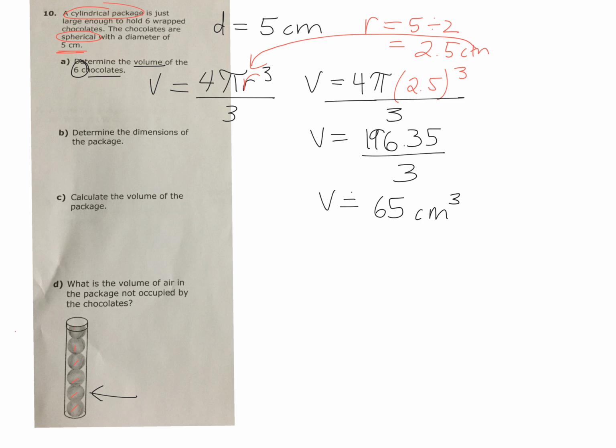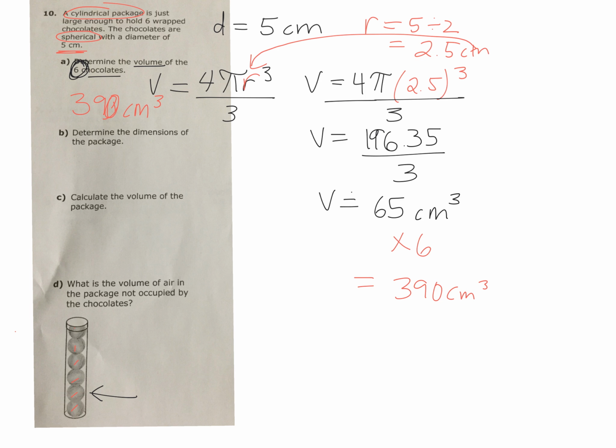That is the volume for 1 chocolate, but question A says determine the volume for 6 chocolates. So if that's the volume for 1 chocolate, how do I find the volume for 6? Good. What's 65 times 6 equal to? Good, 390 centimeters cubed. Okay, so that's the answer for A. We know that the volume of the 6 chocolates is 390 centimeters cubed.